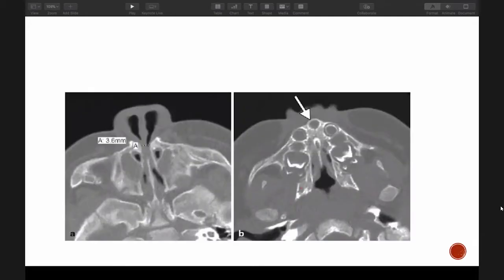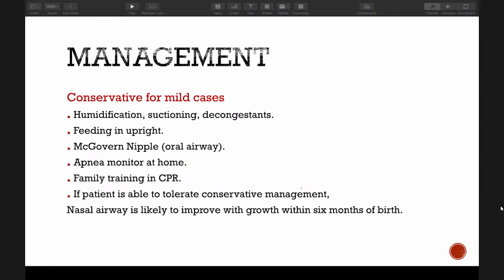Again, we can see here in the CT that the total aperture is less than 8 mm. Here it's size 3.6 for both sides. And you can see here that there is a central median incisor. So for this patient, we should go for MRI. For the management, usually conservative management will be enough. Usually after the age of 6 months, the patient will have improvement in feeding in an upright position. Sometimes we will use an oral airway. We will teach the family about apnea and how to do CPR.